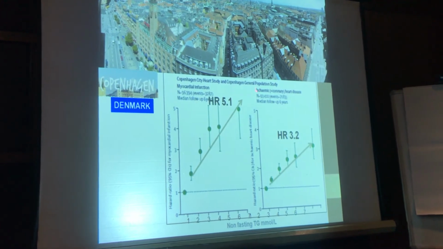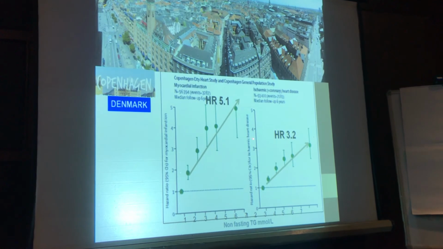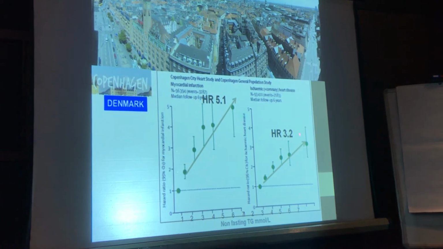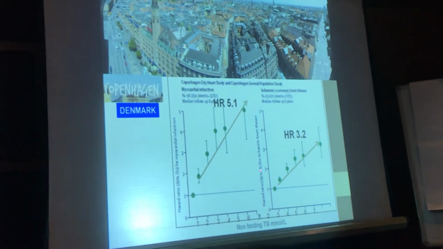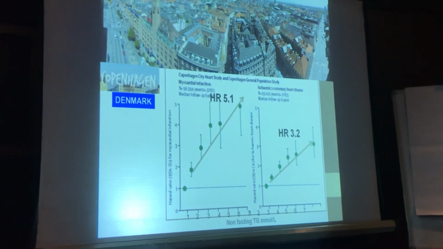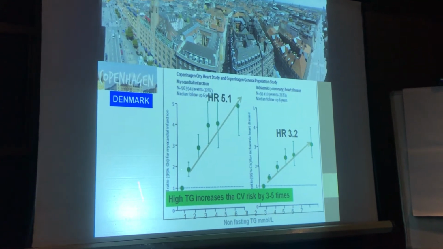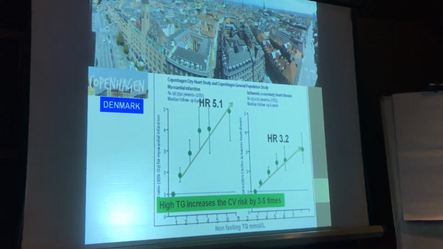And for total ischemic heart disease, that is the coronary artery disease manifesting in the form of stable angina, the risk increases to about 3.2 times. So the myocardial infarction rate increases significantly with triglyceride, but CAD also increases. So high triglyceride levels increase the cardiovascular risk by 3 to 5 times.